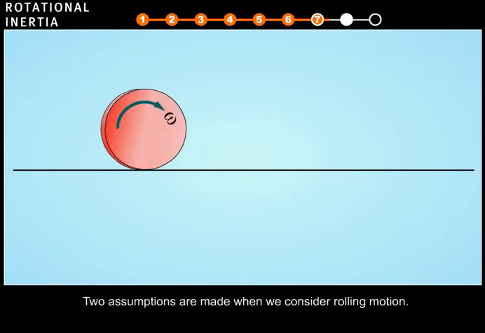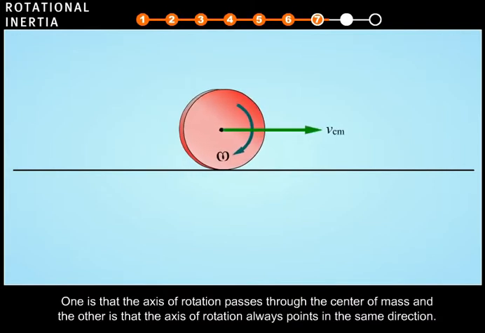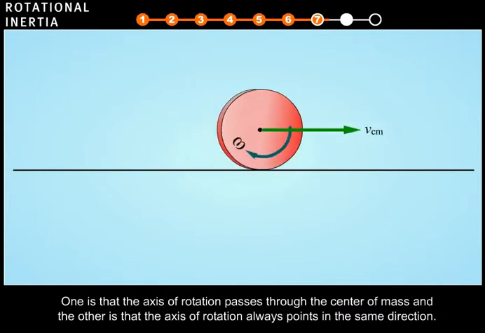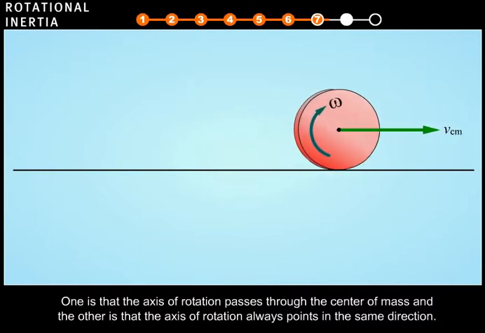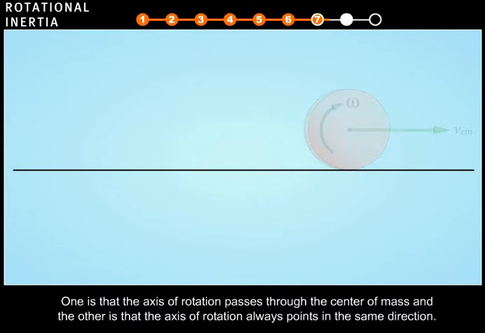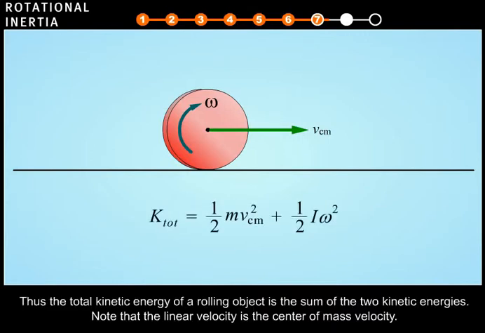Two assumptions are made when we consider rolling motion. One is that the axis of rotation passes through the center of mass, and the other is that the axis of rotation always points in the same direction. When an object is rolling, it has both linear kinetic energy and rotational kinetic energy. Thus, the total kinetic energy of a rolling object is the sum of the two kinetic energies. Note that the linear velocity is the center of mass velocity.